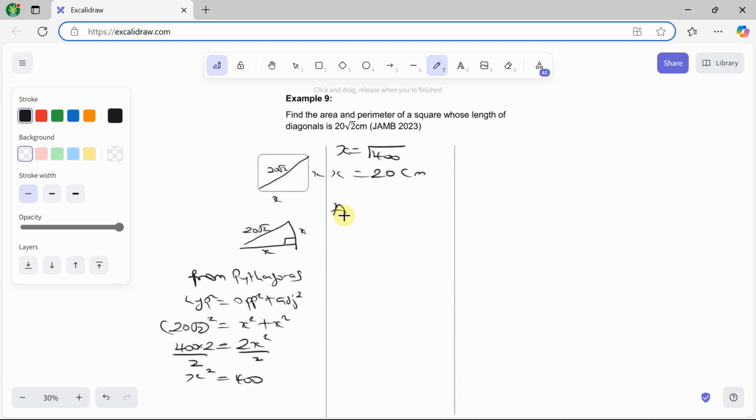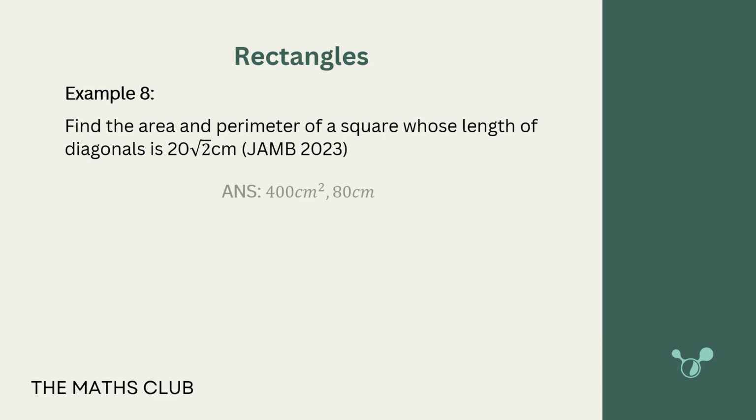So the area of the square, which is the length times the width, is 20 times 20, which is 400 centimeters squared. And then the perimeter, which is 4 times the length of any of the sides, will be 4 times x, and x is 20, so that will be 80 centimeters. So the area is 400 centimeters squared and the perimeter is 80 centimeters. Let's see if we're correct.